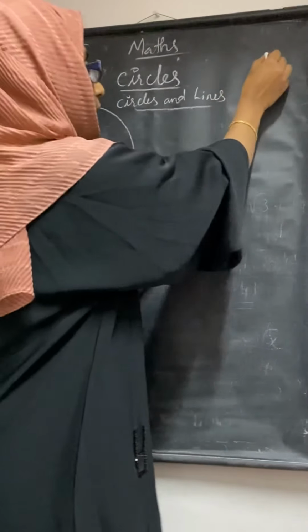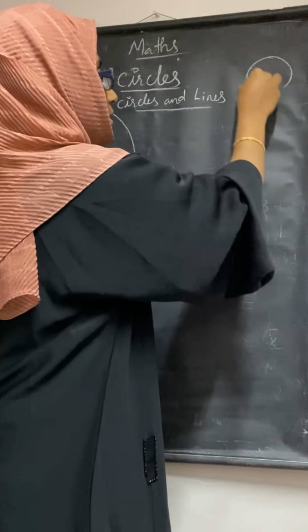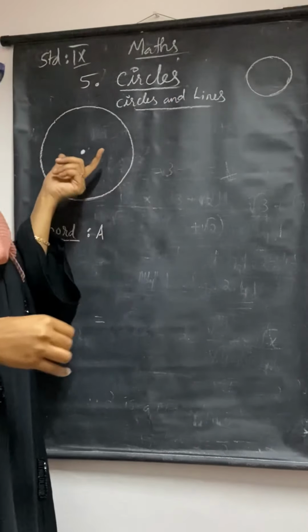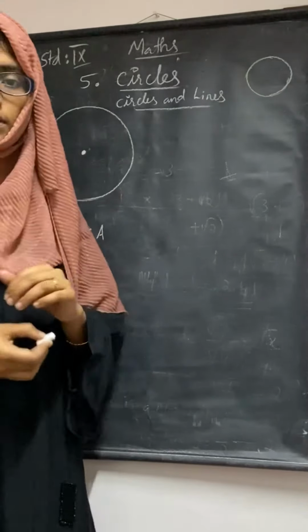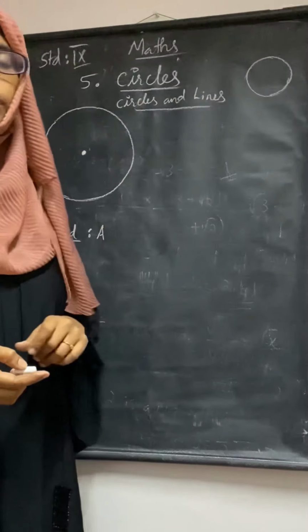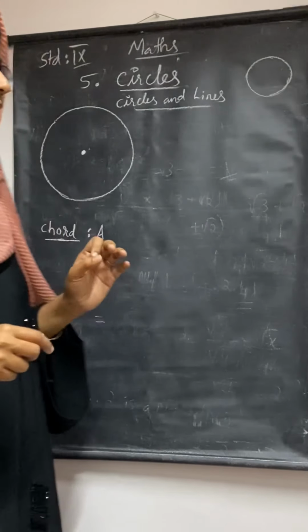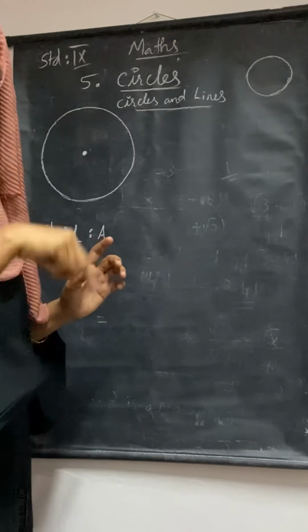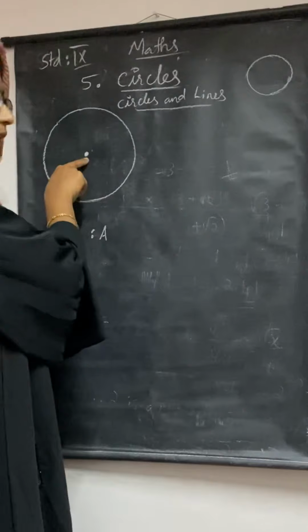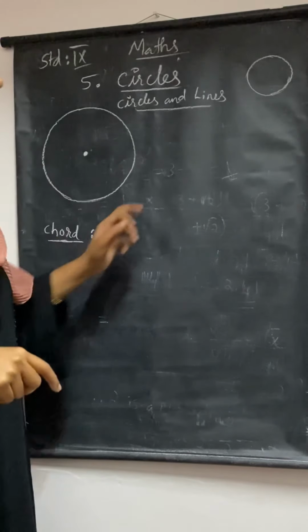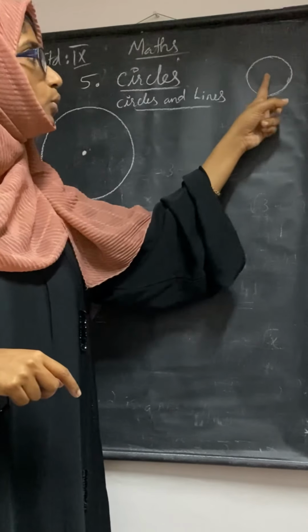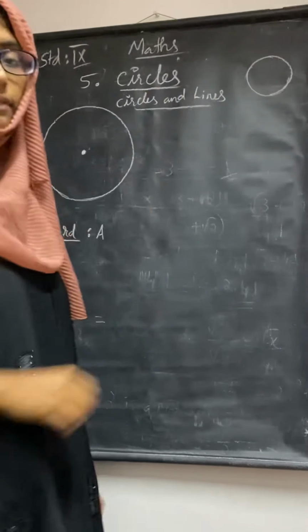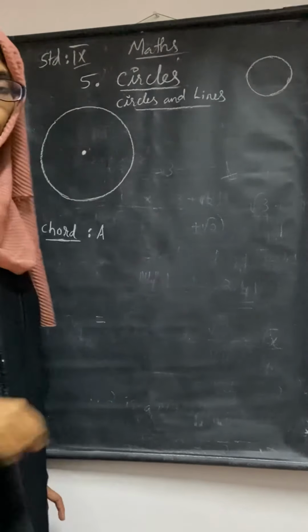If I use the bangle or coin, you will get a circle like this. This is using the coin, and this is using the compass. What is the difference between the two? One difference is that using the compass you can find the center here. Where the center is, is clearly known. But using the coin or a bangle, you don't know where the center is. We can't choose a main center. That is the difference between the two.